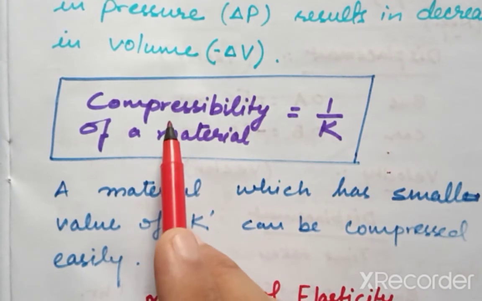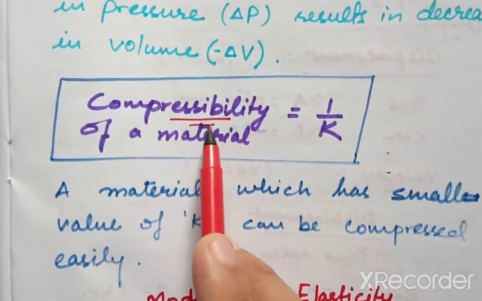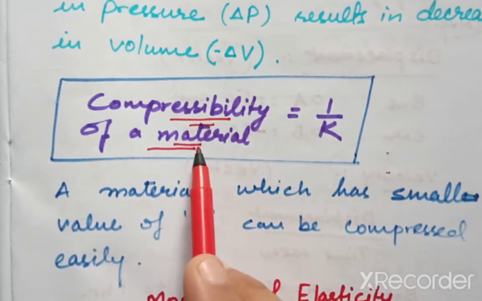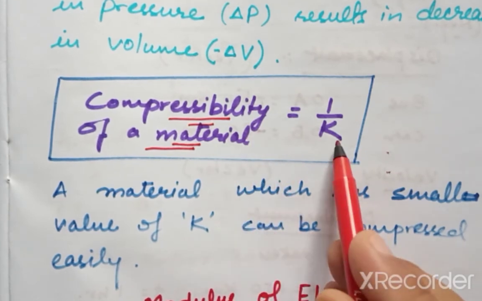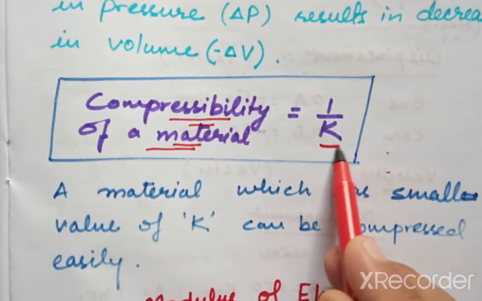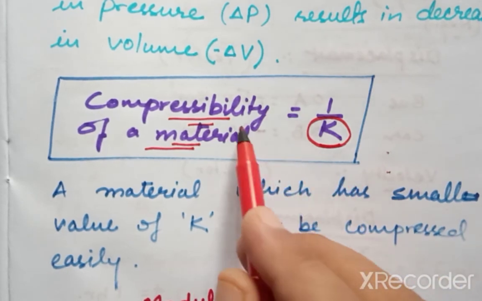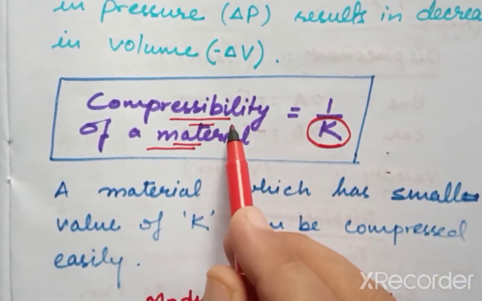Another thing is compressibility. What is the meaning of compressibility of a material? How compressible the material is? A more compressible material has a small value of K, the bulk modulus. So the reciprocal of the bulk modulus is compressibility.